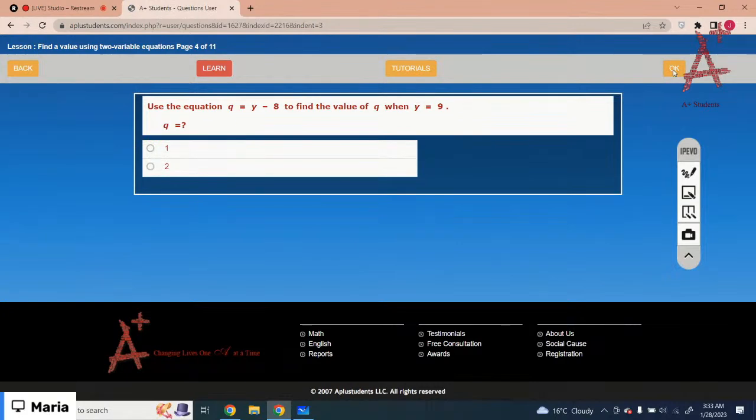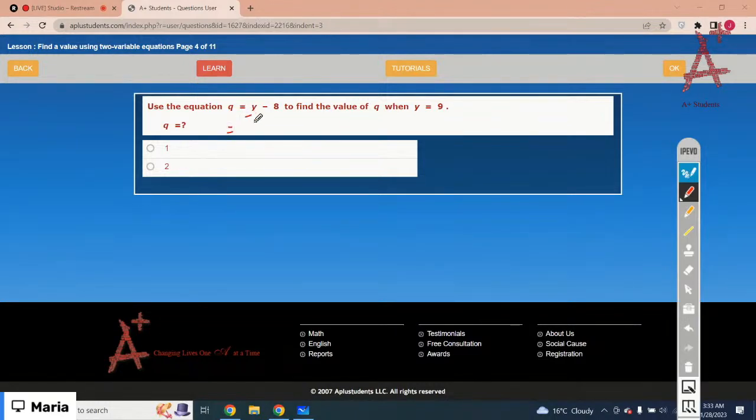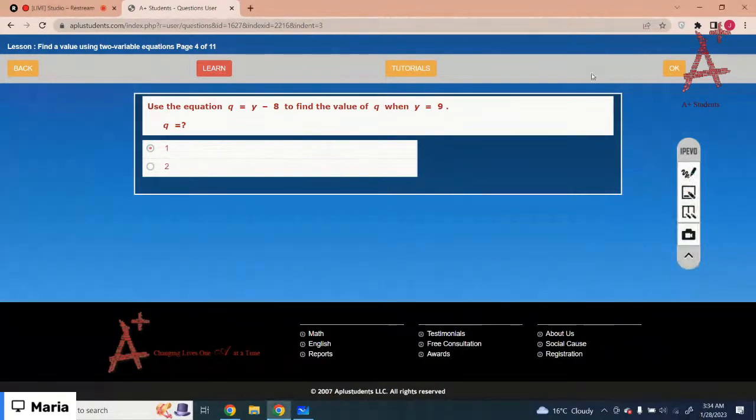Use the equation Q equals Y minus 8 to find the value of Q when Y equals 9. So just replace the value of Y. It would be 9 minus 8, and 9 minus 8 equals 1. Got it? The correct option is 1. Just select the correct option and click on the OK button.